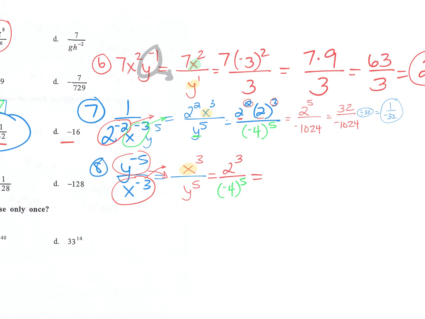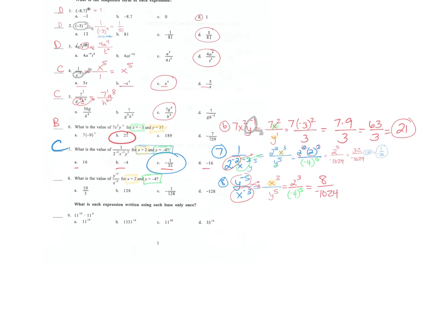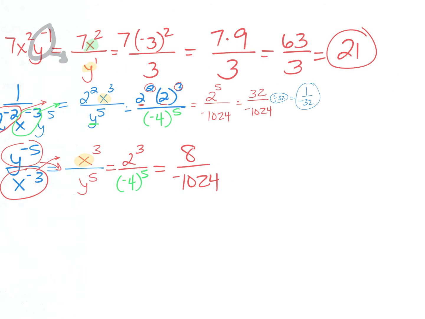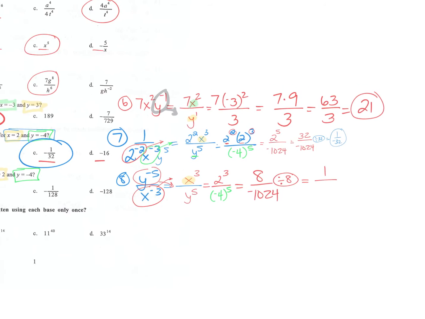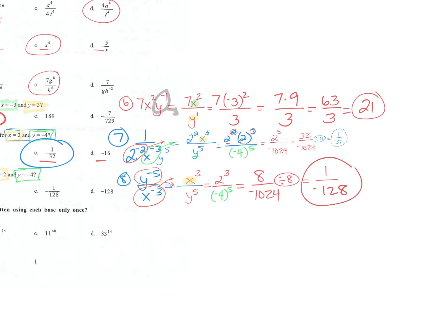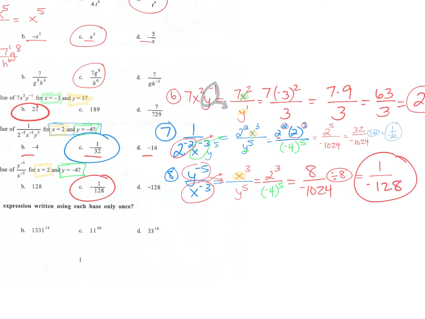Guys, we also had this exact same problem on our test review. So I just went ahead and simplified. 2 to the 3rd is 8. Negative 4 to the 5th is negative 1,024. Similar to number 7 class, if I minimize this, 8 over negative 1,024 is none of those answers. That's the clue in my brain that I need to simplify this. I'm going to reduce this by 8, so I get 1 all over negative 128. So this will be answer choice C.